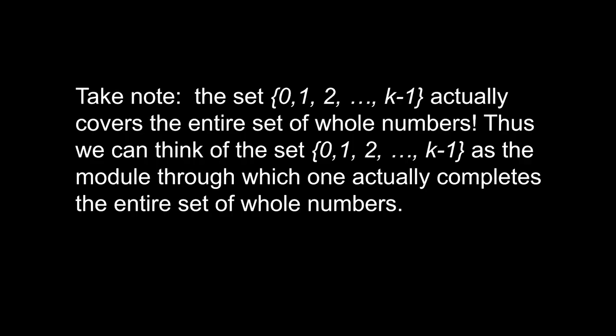So how do we perform modular arithmetic with these numbers? It's usual arithmetic, usual addition, usual multiplication, but with the added step of getting the remainder upon dividing by the modulus. Remember, the module is made up of the remainders 0, 1, 2, up to k minus 1, which one gets when you divide by the modulus k. And take note, that small module, 0, 1, 2, up to k minus 1, can actually cover the entire set of whole numbers. So you can think of the set 0, 1, 2, up to k minus 1 as the module through which one can complete the whole numbers.